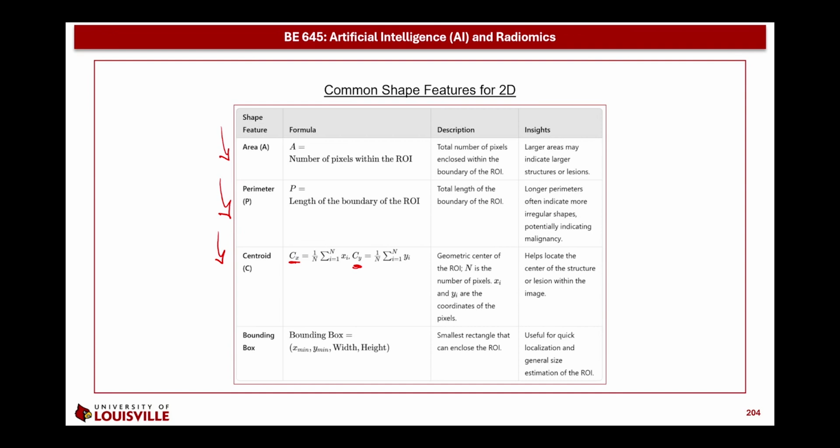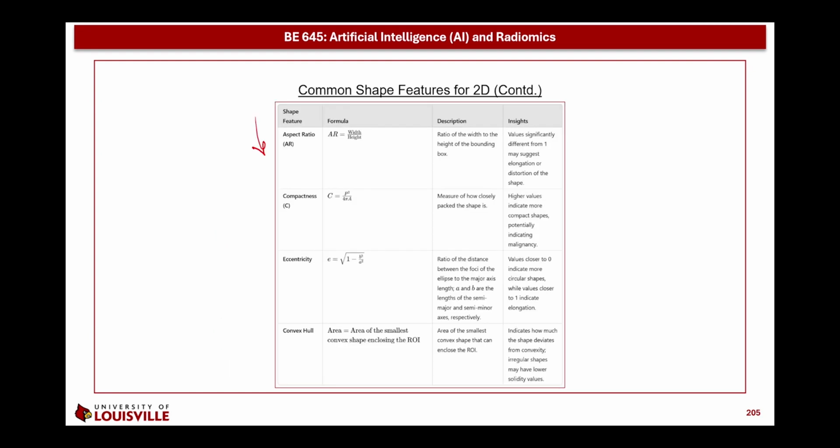And this is the geometric center of the ROI. The bounding box is the smallest region that can include the ROI, and we have dealt already with the bounding box while capturing the box that surrounds the ROI. So based on that, we could remove the surrounding black pixels. Aspect ratio, and this is the ratio between the width and height of the bounding box. Compactness, and this is a measure of how closely packed the shape is, and higher values of the compactness will indicate more compact shapes, potentially indicating malignancy if you are dealing with a cancer.